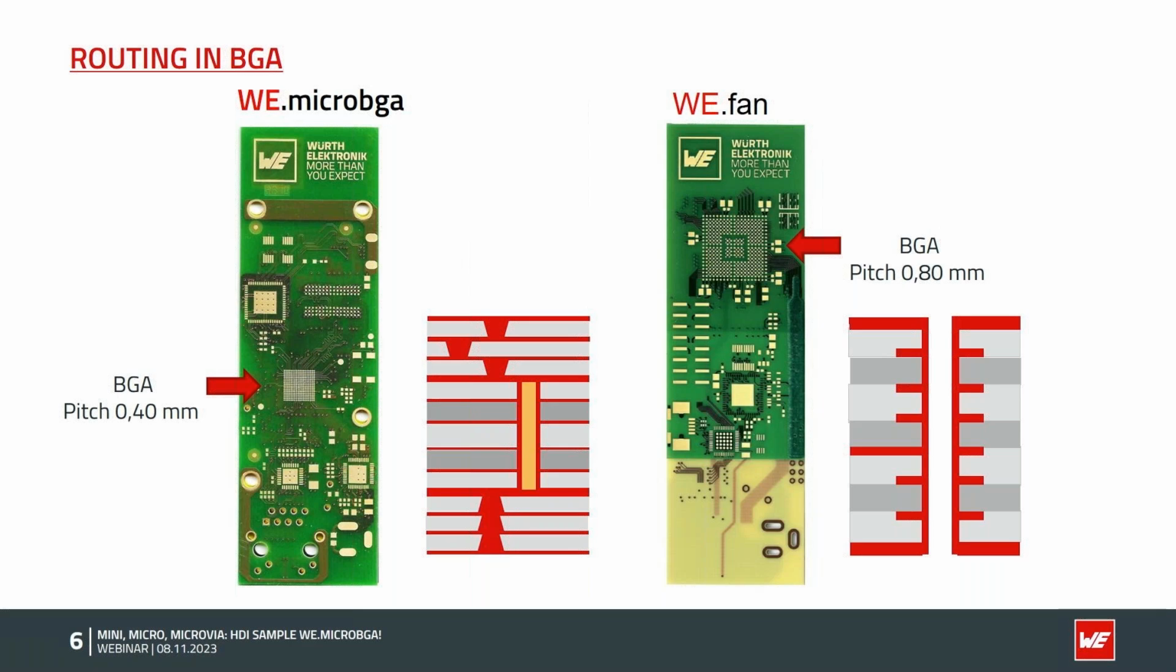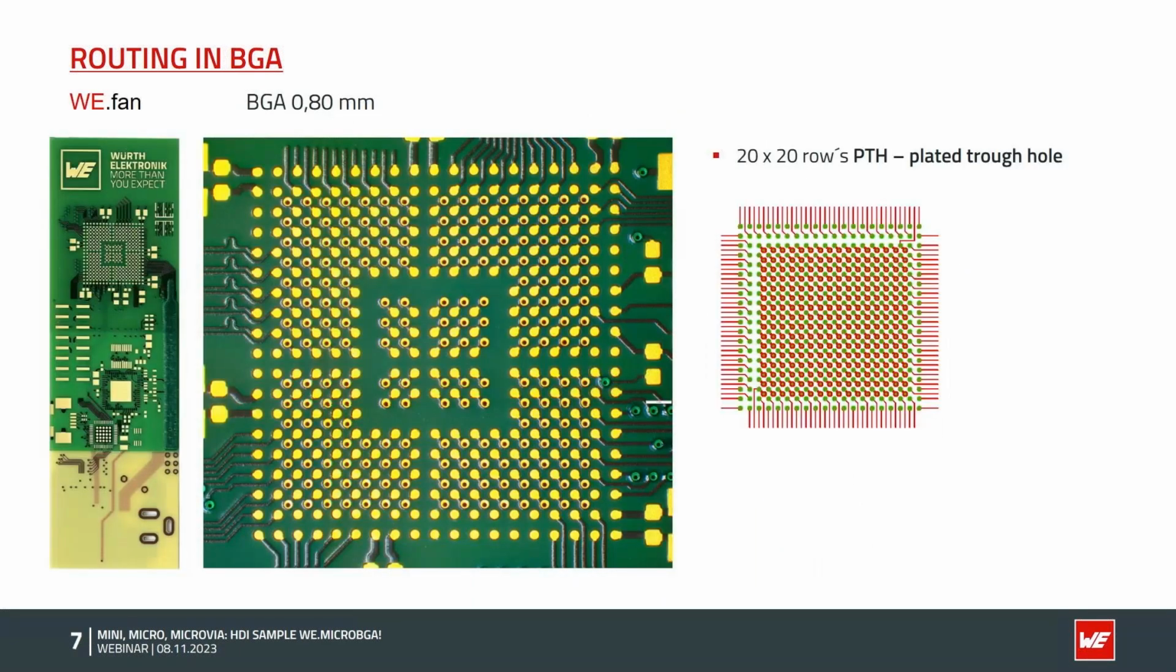We have the brother, the Würth Elektronik fan, the basic sample, where we have a standard BGA component with a pitch of 0.8. This component is still big enough that you can use mechanical through-hole drilling through the board to make the routing and the fan out. So here you have your pads, you make a through hole and have your connection on some layer to have all the pins available. Let's start here with this simpler explanation and grow to the microvia BGA sample later. The 0.8 millimeter pitch component is the smallest one which can be fanned out with plated through hole technology.